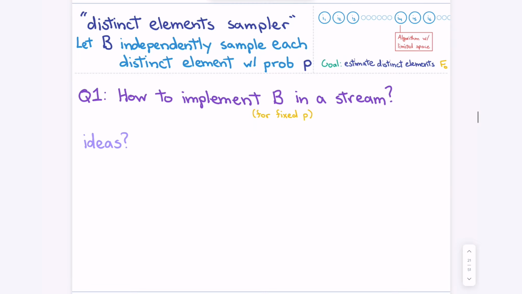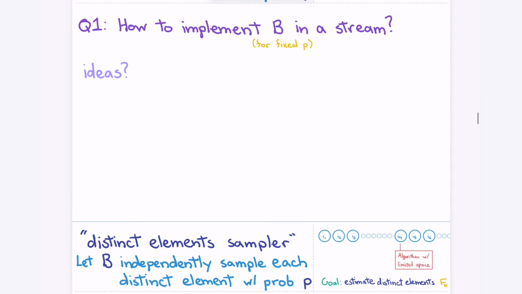All right, let's start with question 1. I give you a fixed p. How can we sample every distinct element with probability p? The eventual algorithm will not be super complicated, so you might be able to guess it. Maybe every time you see an element, put it in B with probability p if it's not in the set already.